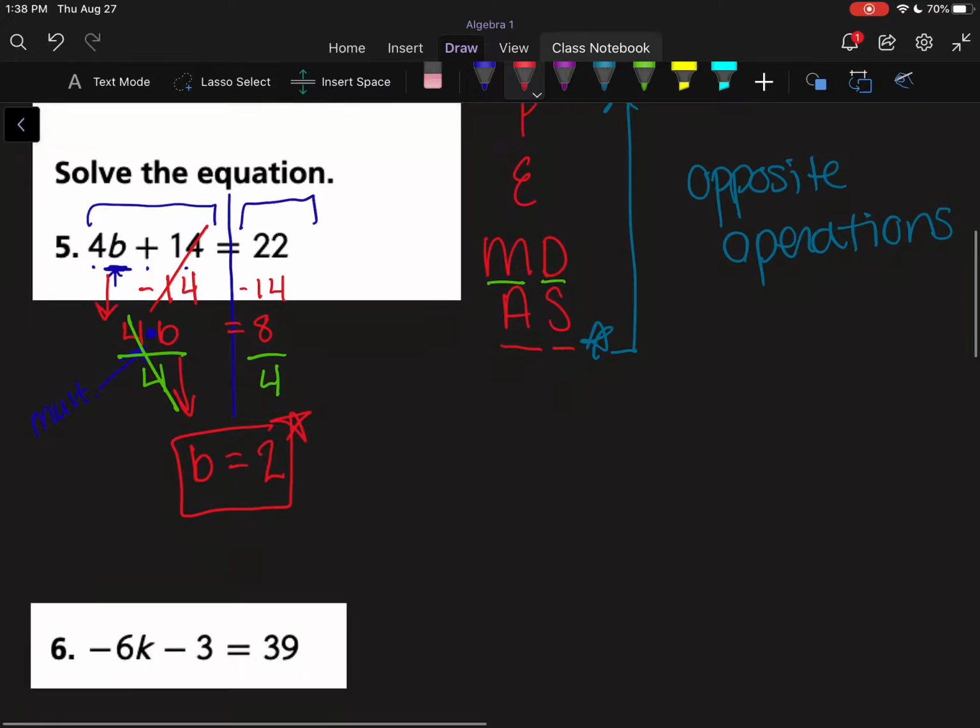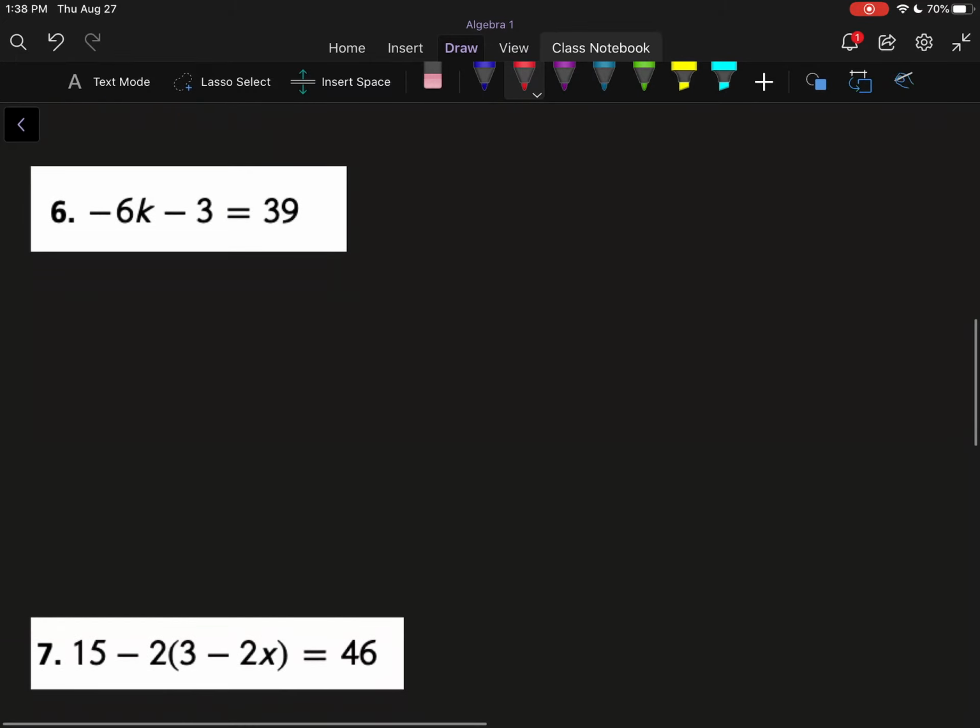Let's do another example. We're doing number 6. Negative 6k minus 3 equals 39. We want to separate our equation by the equal sign, and we want to work through our order of operations backwards. I see that I have this minus 3, so that's going to be the first thing I do the opposite of. The opposite of minus 3 is plus 3. So I'm going to add 3 to both sides.